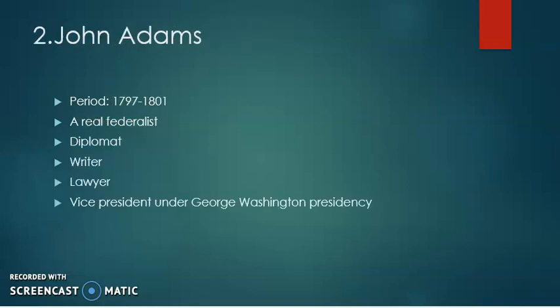The second president of USA is John Adams, and he ruled the country from 1797 to 1801. He is considered the first real Federalist of USA, and he was a diplomat, a writer, and a lawyer. He also served as vice president under George Washington's presidency.